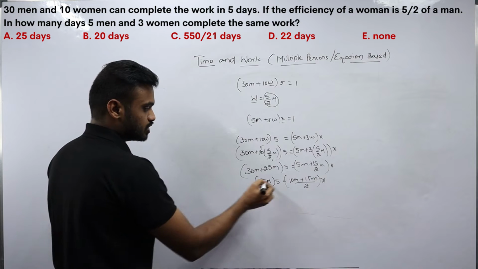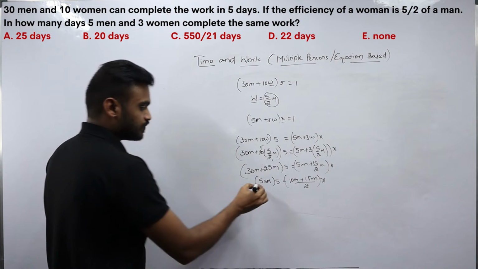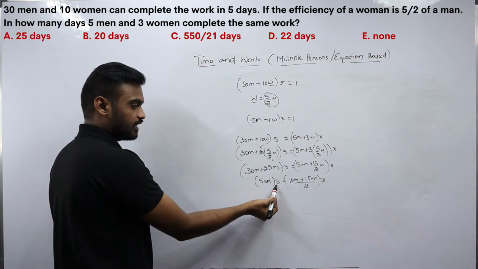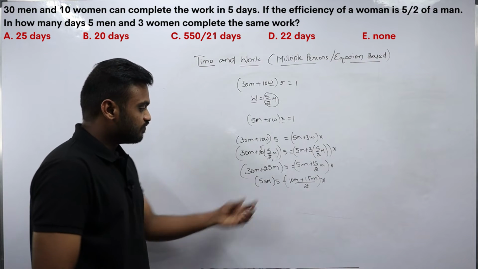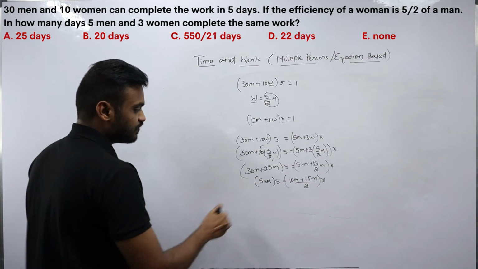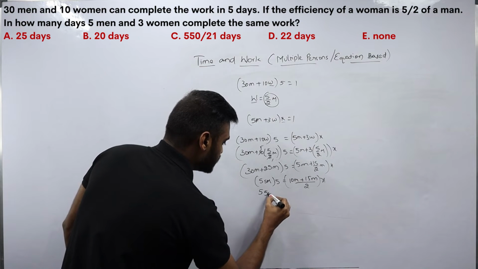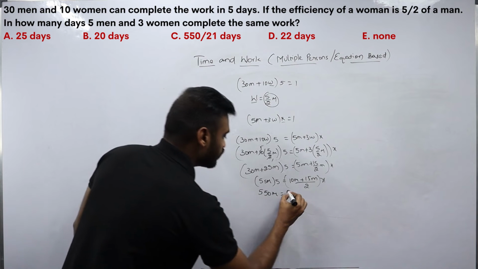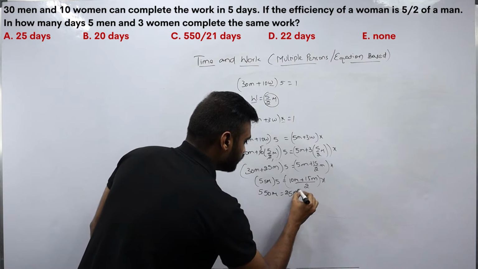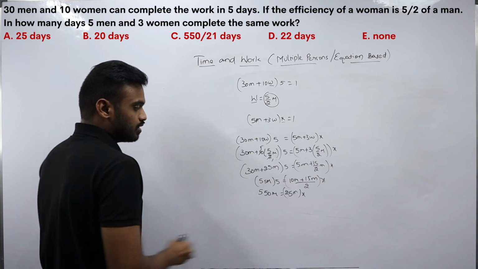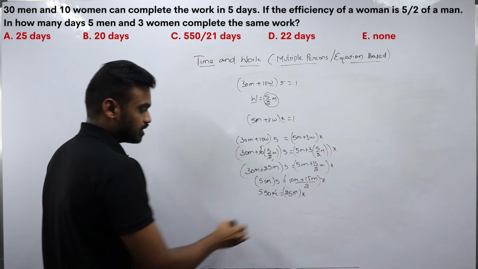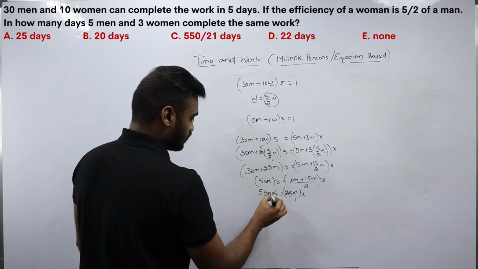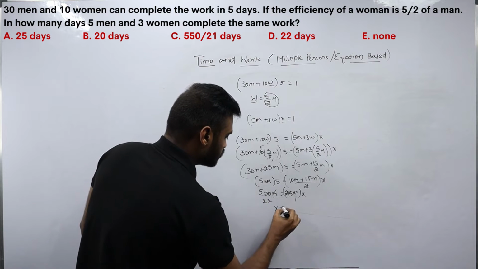If I send this 2 to the left hand side, I will get 55 men into 10. Then 55 into 10 will be 550 men. So 550 men equal to 10 men plus 15 men, that is 25 men, into x. Now men and men will be cancelled, and 25 ones are 25, 25 twos are 50, and again 50, that is 2. So x equal to 22 days.